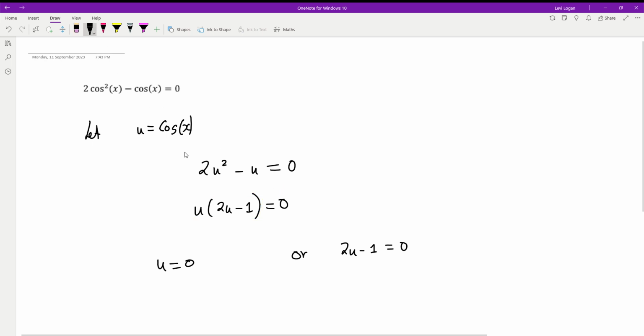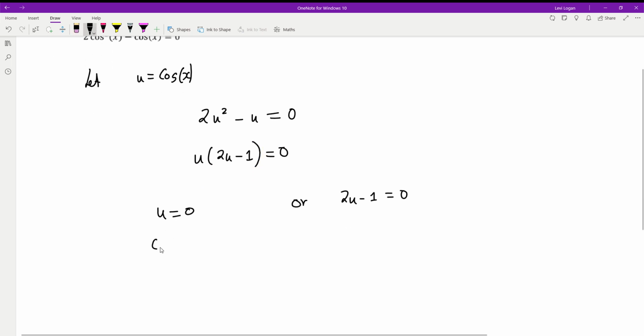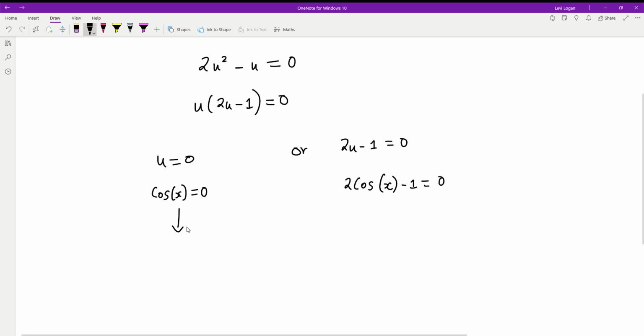So u, we said, was cos x. So we have cos x equals 0. And we have 2 cos x minus 1 equals 0, oh whoops, forgot the minus 1. Minus 1 gives me 0. So this solution here is going to be every x-intercept of cos.